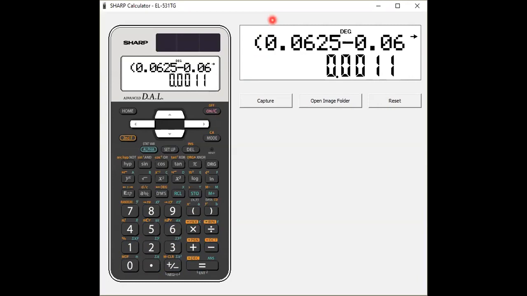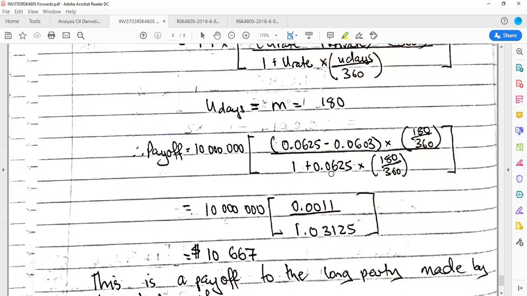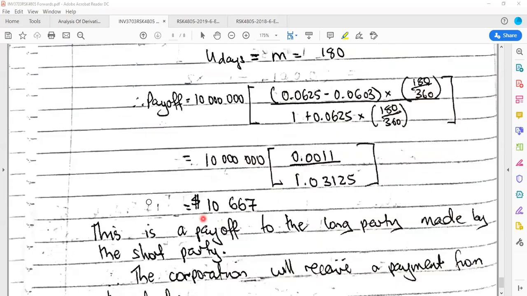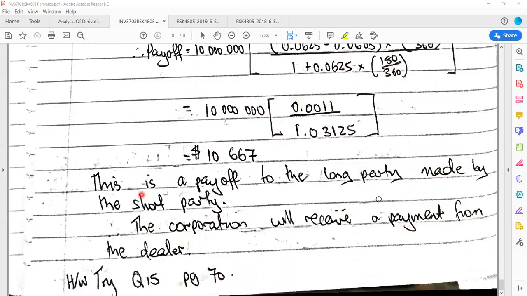You do the same for the bottom part, 1 plus. There are no brackets here. Please note it's 1 plus 0.0625. You enter it in exactly as it is. You get 1.03125. Then you simplify this and it gives you 10,667. So this is a payoff to the long party.